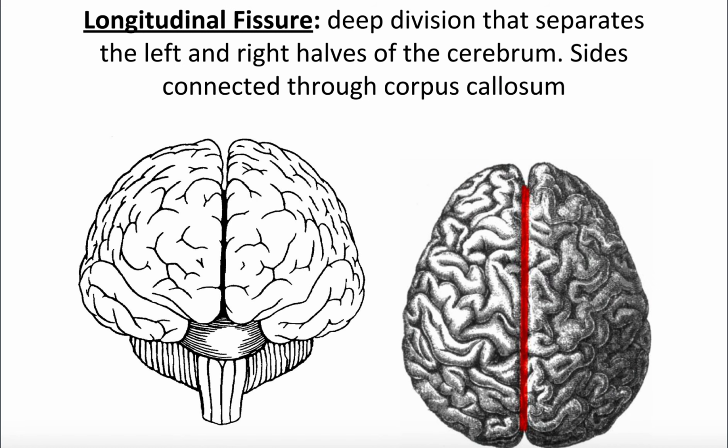Now, another big feature that you should know the name of is between the left and right side, there's that really deep groove, and that's called the longitudinal fissure that divides the left and right side. It's that deep division between both sides. And you'll notice in this picture, you'll see kind of a shadow underneath. That shadow is actually a band of tissue that's connecting the left side and right side so that they can share information. That's known as the corpus callosum that we mentioned earlier.